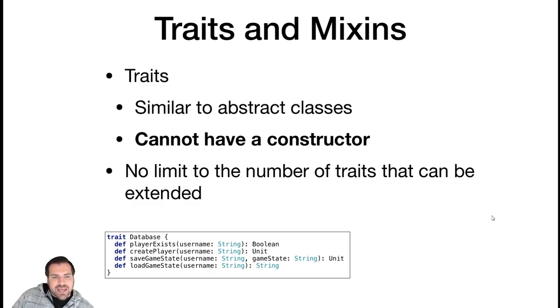Due to this restriction of not having a constructor, we're actually going to be able to extend multiple traits by the same class. So a trait is going to answer our multiple inheritance question. If we want to extend multiple other classes, we're going to define all but one of those, or all of them, as traits, and then mix those traits in, which is where the terminology mixin comes from, to be able to get all that functionality.